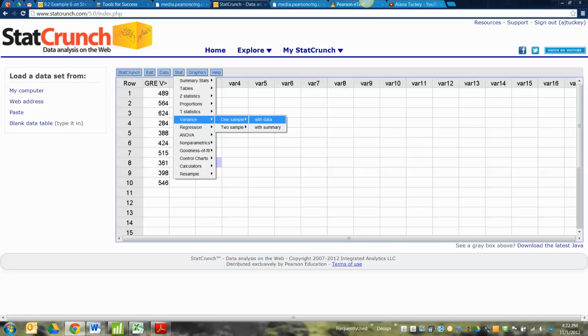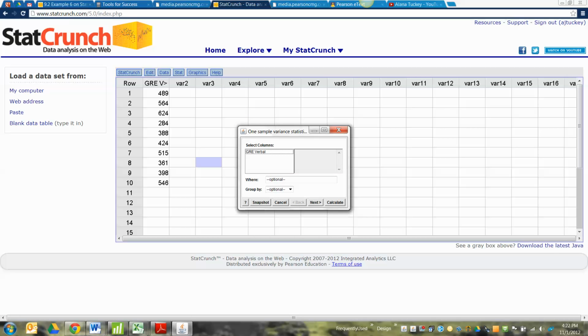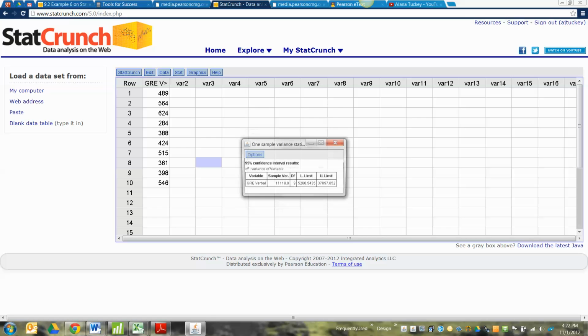Now you have a choice here. This particular one, we had the data, so you can choose with data. If you didn't have the data, and for example, I just told you that the variance was 1118 and change, but didn't give you the actual raw numbers, then you'd choose summary. So this one, we actually have the data sitting there. So I'll choose with data. There's the GRE verbal. Next. And we're going to choose confidence interval. We wanted a 95% and just say calculate.